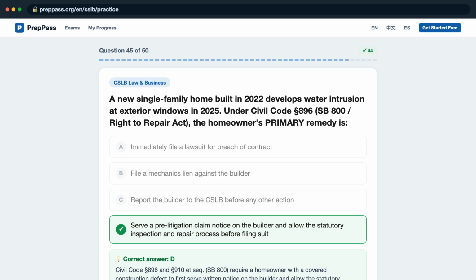SB 800 requires a homeowner with a covered construction defect to first serve written notice on the builder and allow the statutory inspection and repair process. Direct litigation is generally barred until that process is complete or waived.